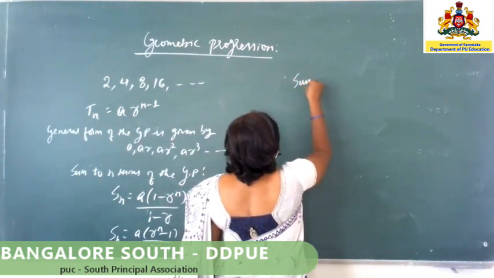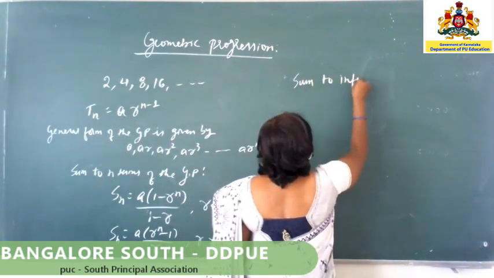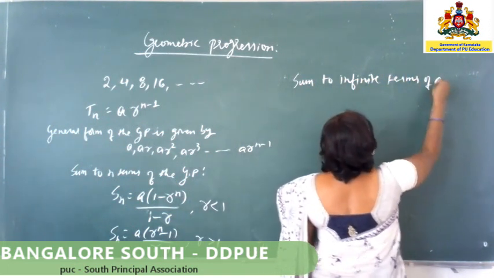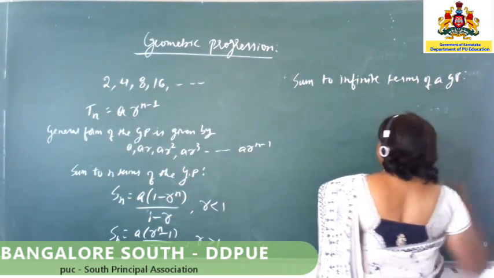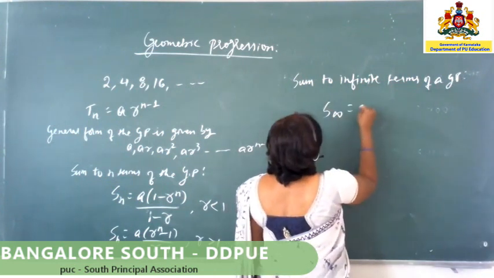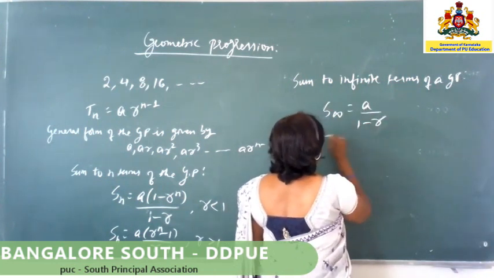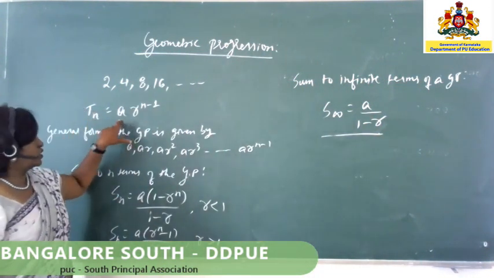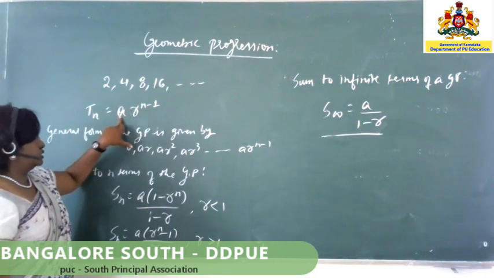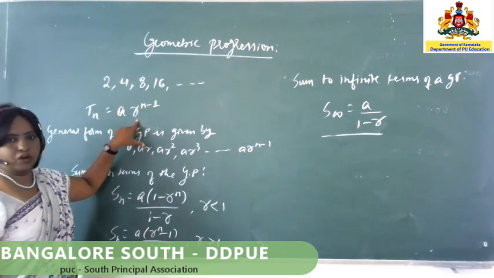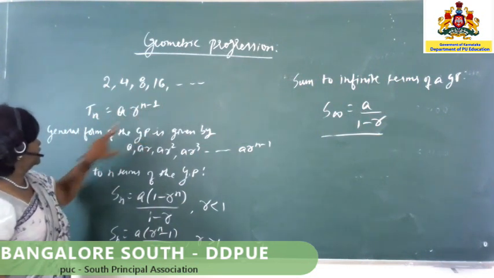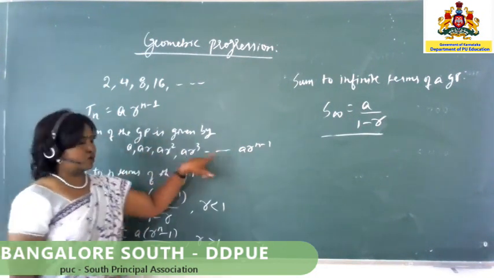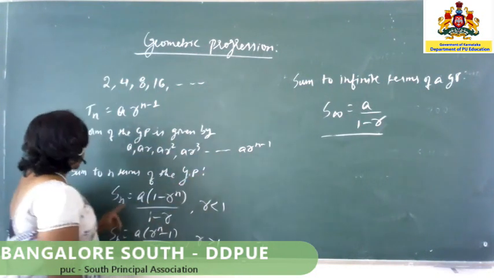And the last is sum to infinite terms of a GP. S infinity is equal to a by 1 minus r. So you should remember all these formulas. Tn is ar to the power of n minus 1, where a is the first term, r is the common ratio, n is the number of terms. And the general form of the GP is a, ar, ar square, ar cube, and so on up to ar to the power of n minus 1.